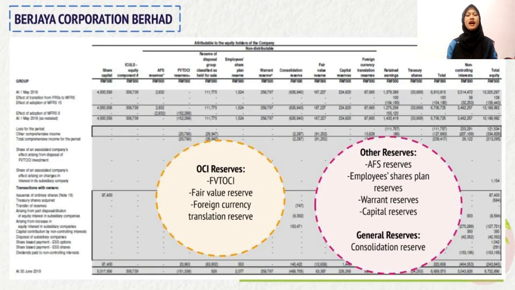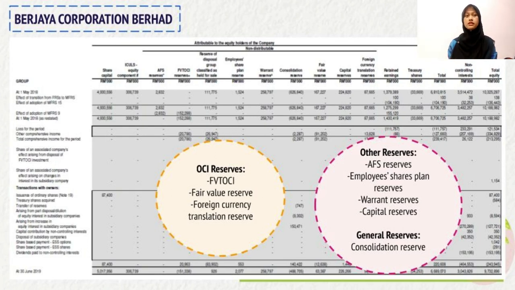Hi, it's me again. I will continue to present the information that should be presented in the statement of changes in equity, where the information is other comprehensive income. First, let me differentiate between the components of other comprehensive income and other reserve in Berjaya Corporation Berhad. If you look at the statement of changes in equity in this slide, other comprehensive income reserve consists of fair value through other comprehensive income, fair value reserve, and foreign currency translation reserve, while for other reserve, AFS reserve, employees share plan reserve, warrant reserve, and capital reserve.